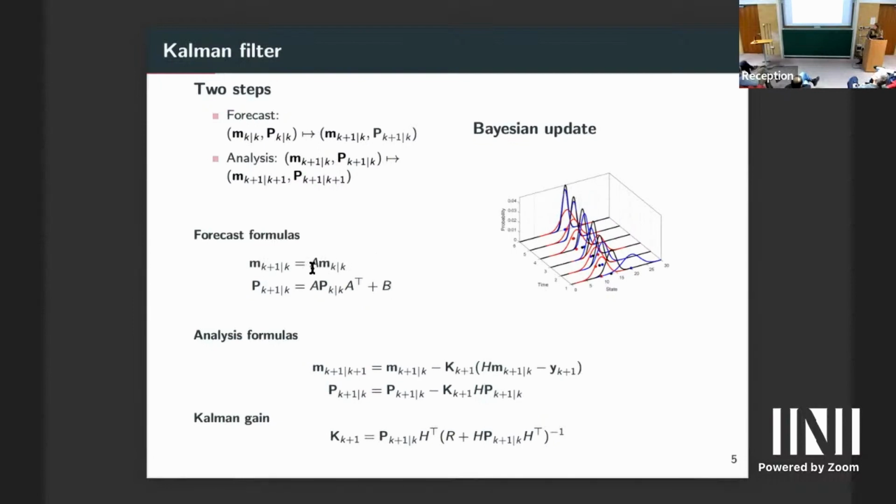So here A is supposed to be just the model. You estimate the first moment and the second moment in two steps. First you forecast, and then you let the information of the data come in. These are the update formulas, and this here is for the so-called Kalman gain. So essentially you're updating from one Gaussian to another.